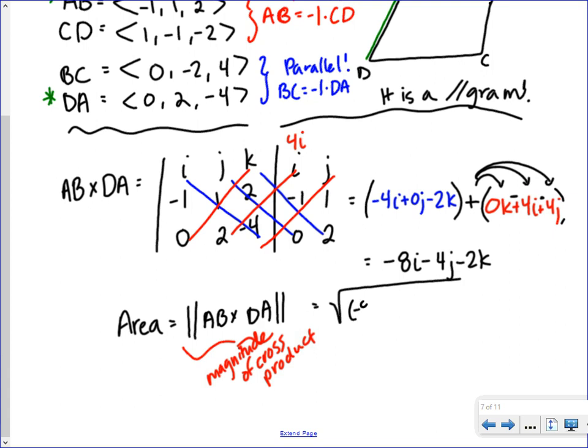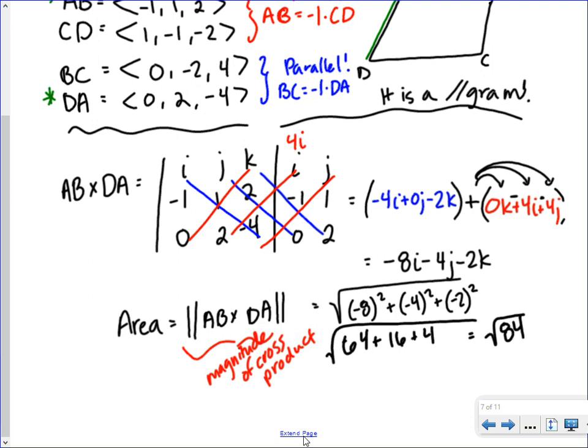So it would be -8 squared plus -4 squared plus negative 2 squared. And that'd be 64 plus 16 plus 4. It gets me to 84, square root of 84. Which I can reduce, 4 goes into 84 21 times. So that would be 2 square root 21 units squared.